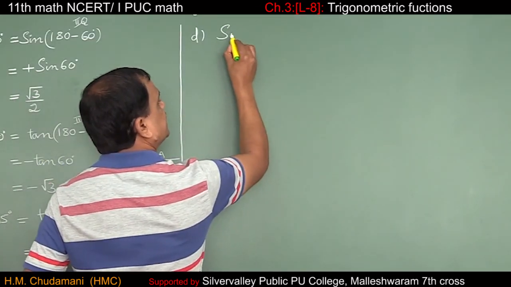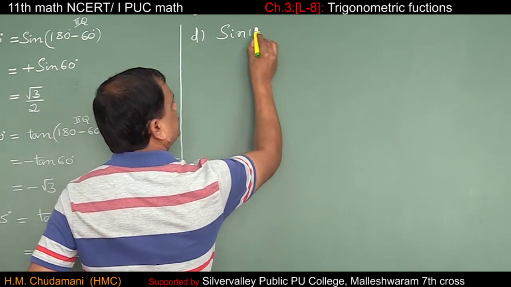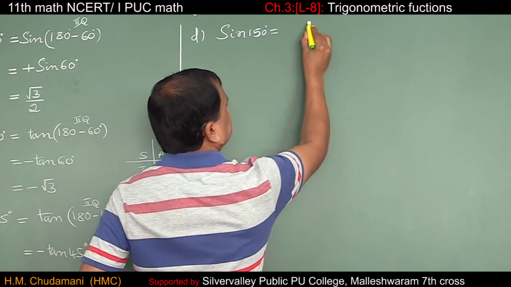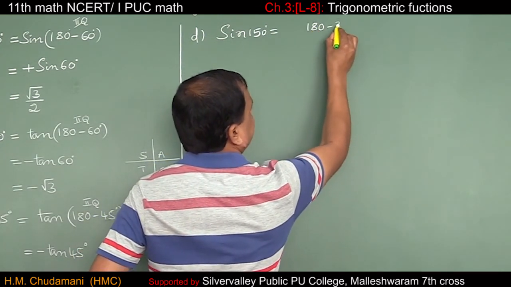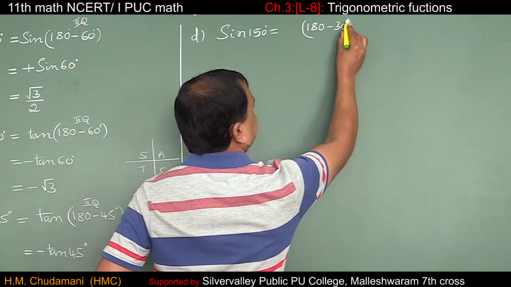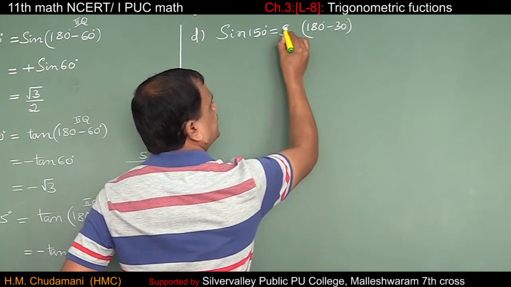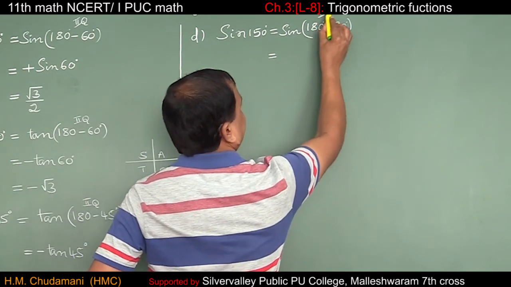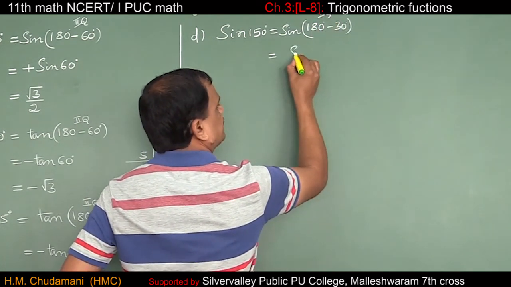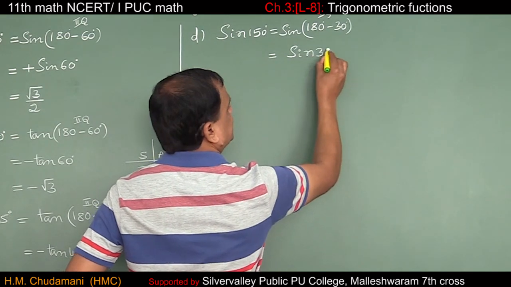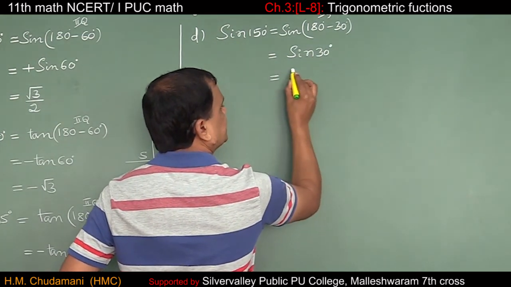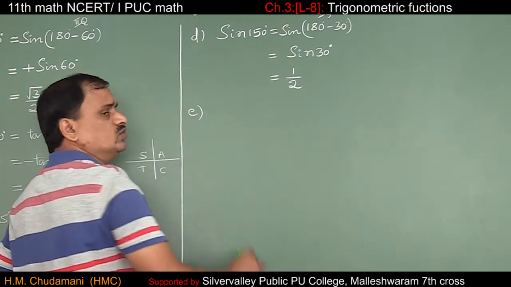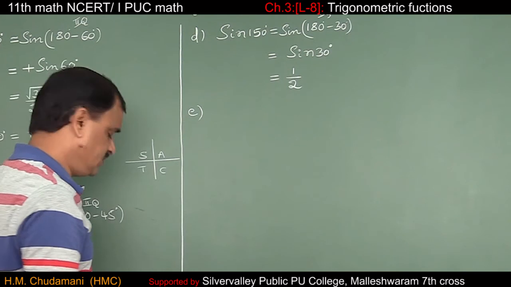Sine 150 degree. 150 can be written as 180 minus 30. What is 180 minus 30? 150 only. Sine of 180 minus theta, again in the second quadrant only. That means sine 30 degree. What is sine 30 degree? 1 divided by 2. So sine 150 is 1 by 2.